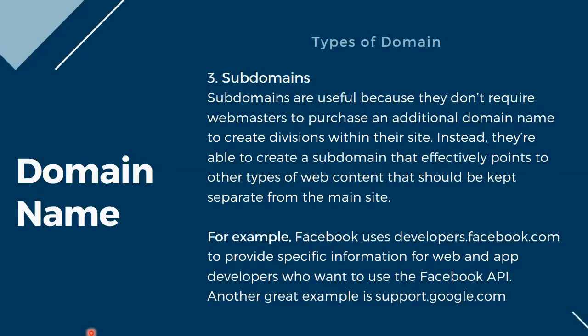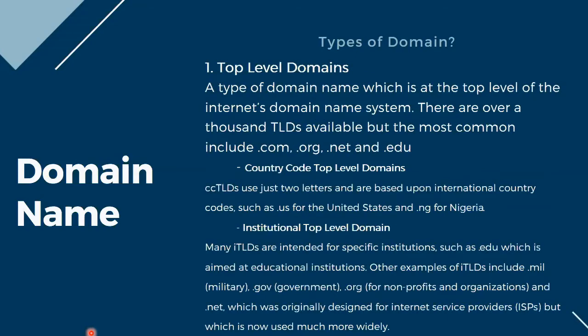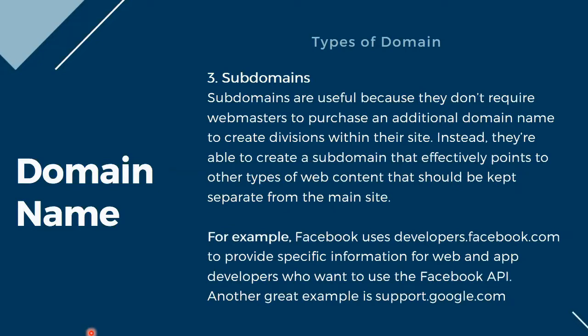The third type of domains, we have subdomains. Subdomains are useful because they don't require webmasters to purchase an additional domain name to create divisions within their website. Example is developers.facebook.com. Another great example is support.google.com. So this is a dedicated domain that attends to any form of support from Google. For a subdomain, you don't need to actually buy a different kind of hosting. Unlike the second level domain, you need to host this separately, and top level domains need to sit on their own servers. But the subdomains share or sit directly on the main domain.